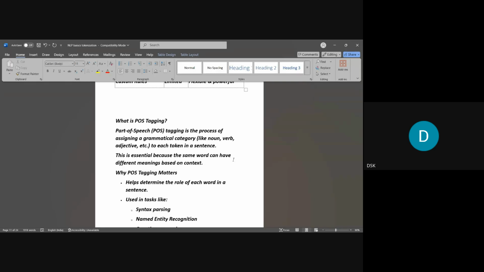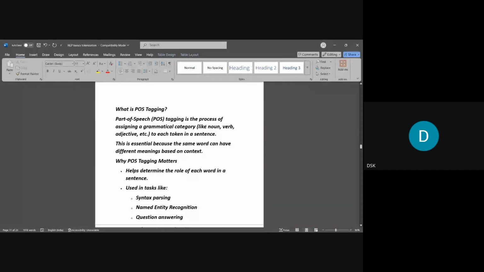So what is POS tagging? Part of speech tagging is the process of assigning a grammatical category like noun, verb, adjective, etc., to each token in a sentence. This is essential because the same word can have different meanings based on context.